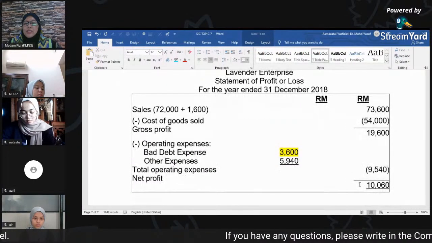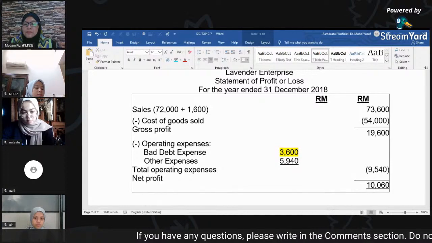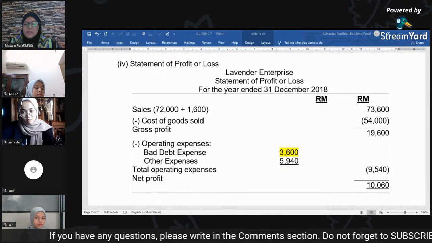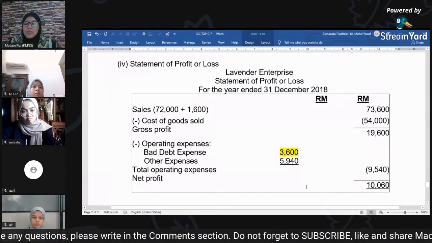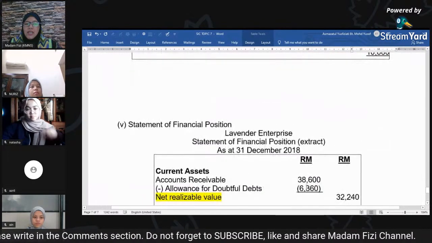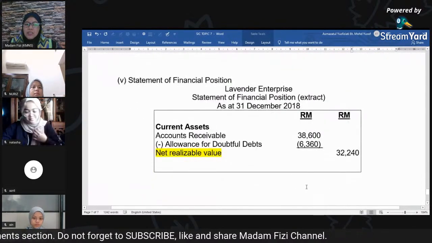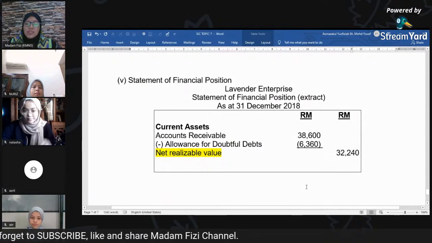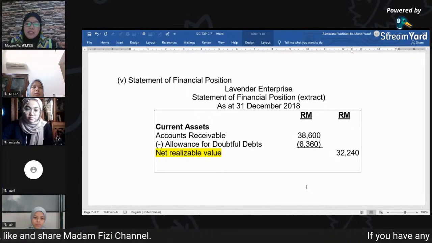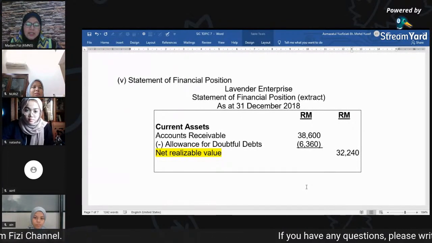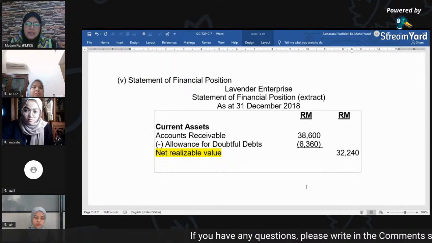Okay, is there any question so far? Tak ada? Okay, we proceed to last question. That is financial position. Financial position tadi dia dah cakap apa? Yang related to accounts receivable only, right? Nah, the one that I highlighted.